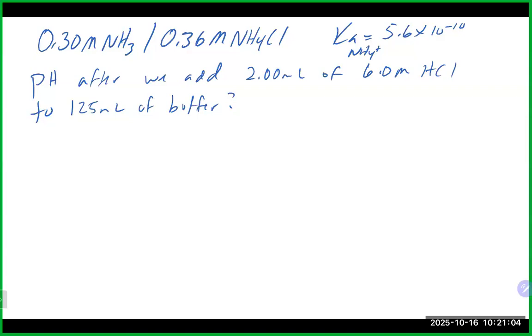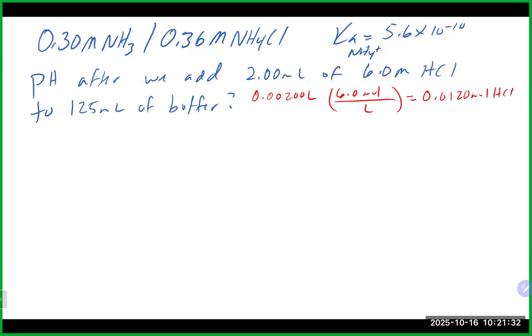Since I did change the volume of the buffer, we do need to recalculate the moles of everybody. So we're going to go 0.002 liters for our HCl, and we're going to times it by the molarity of our HCl, which is 6 moles per liter. That will get us, for HCl, 0.002 times 6, looks like 0.012 moles of HCl.